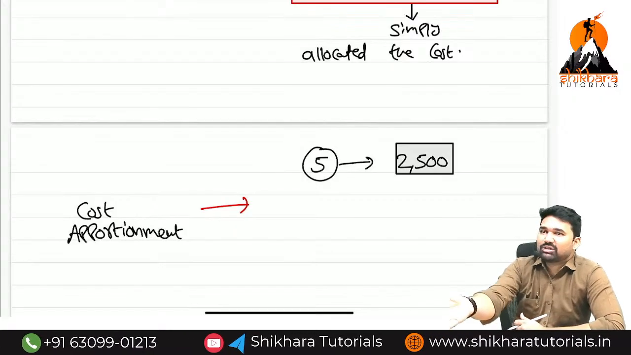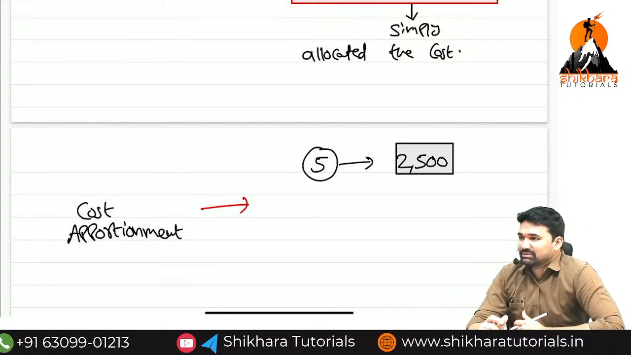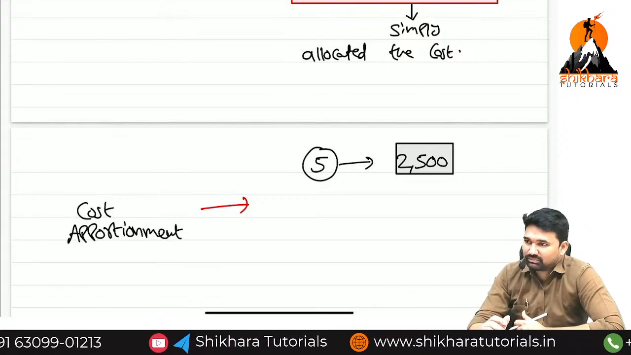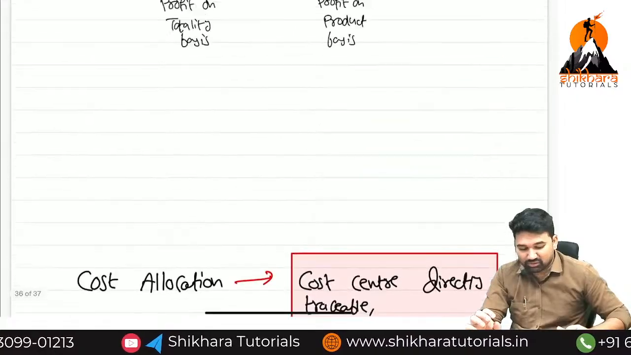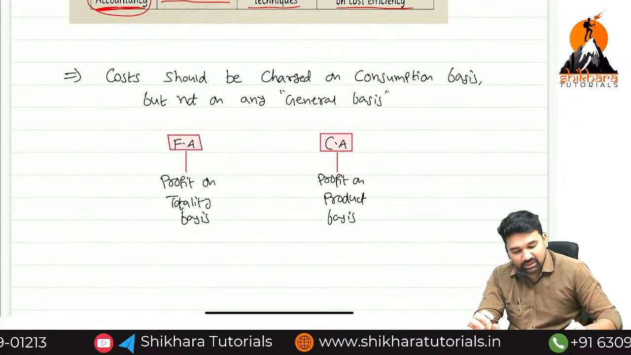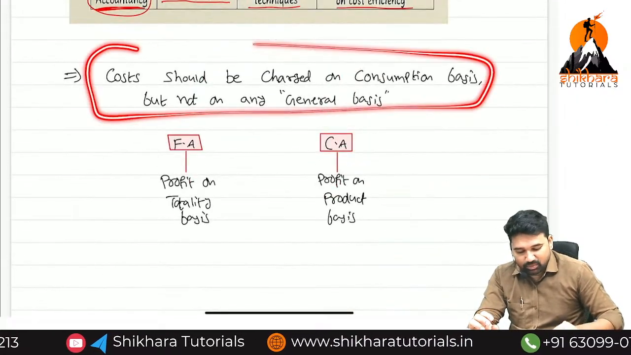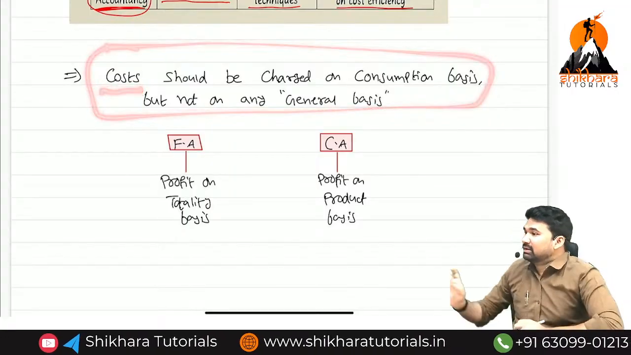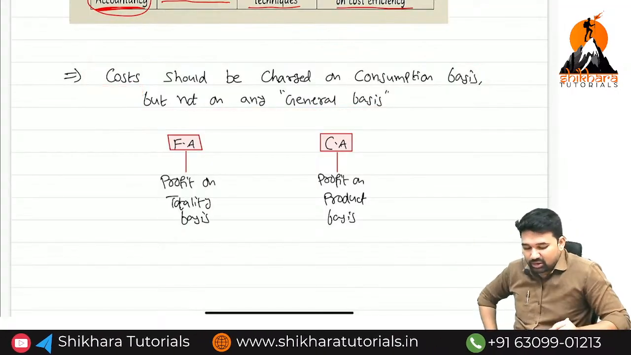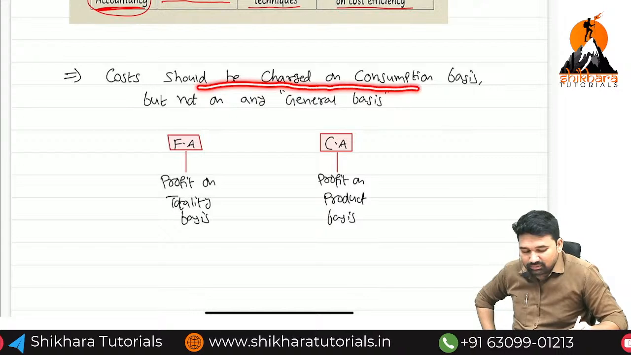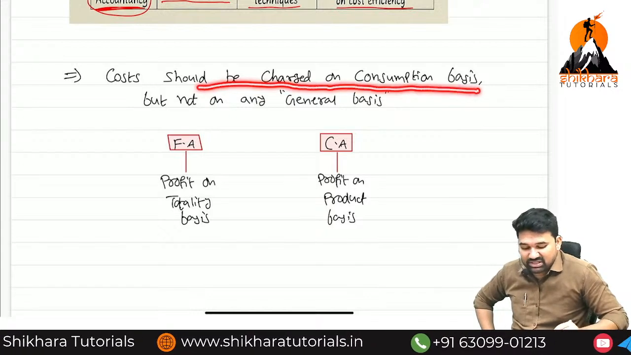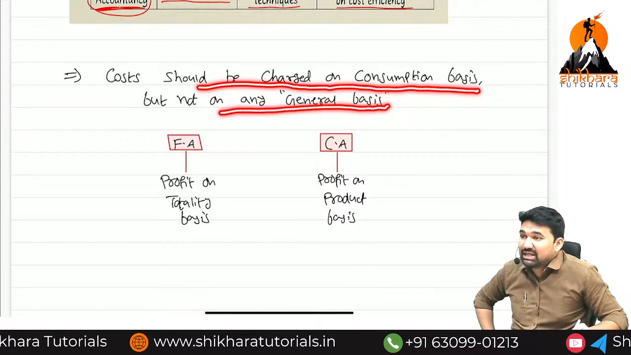I'll distribute the cost according to his appetite, his consumption. So cost should be, this is one important point, a very important point. Read out carefully. Cost should be charged on consumption basis, but not on any general basis.